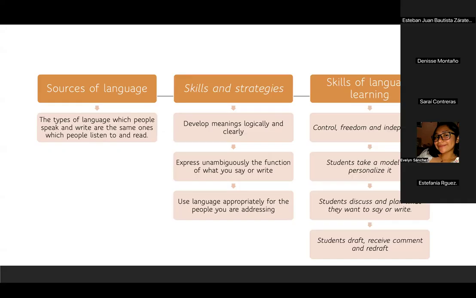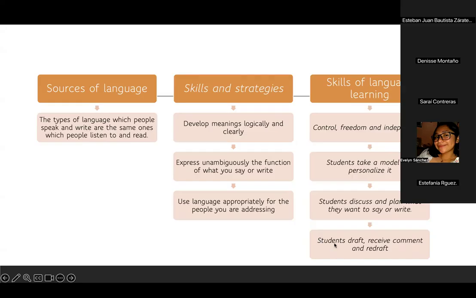What does that mean? Check this square. Students discuss and plan what they want to say or write. Students take a model and personalize it. Control, freedom, and independence. Let's see what each one is, and the final one, students draft, receive comment, and redraft. Let's see one by one.